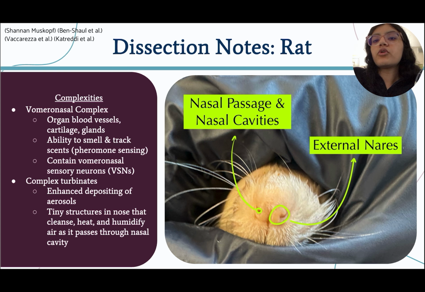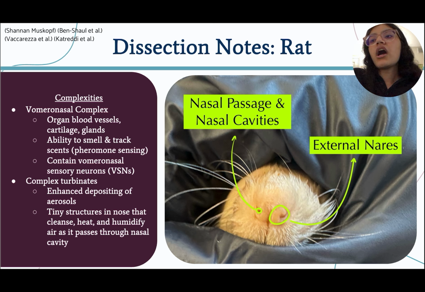There's also your vomeronasal complex, which is made up of organs, blood vessels, cartilage, and glands. And this complex gives rats the ability to smell and track scents such as pheromones when mating. They also contain vomeronasal sensory neurons, which express receptors that send information to the olfactory bulb in the brain. They also have complex turbinates, which are tiny structures in the nose that help cleanse, humidify, and heat air as it passes through the nasal cavity.